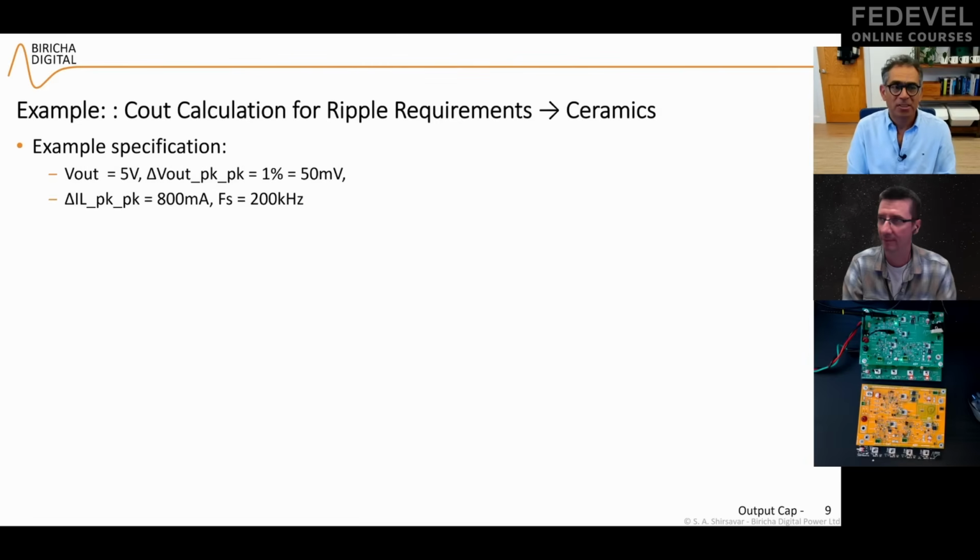Let us say that we have got a 5 volt output voltage. Let us say that we're going to allow 1% ripple on the output voltage, and that gives me 50 millivolts. And then my peak-to-peak inductor current, I know because actually I have to calculate that first. Again, in our workshops and in the videos, we show that you have to calculate the inductor first, and that is based on the ripple current. So this value is known from your specification. Switching frequency is known from your specification.